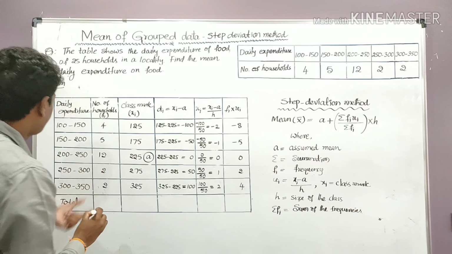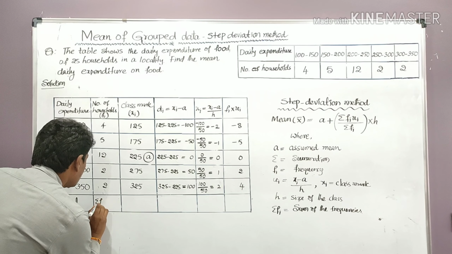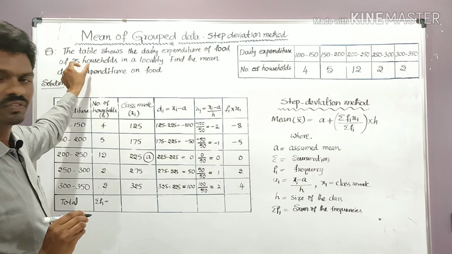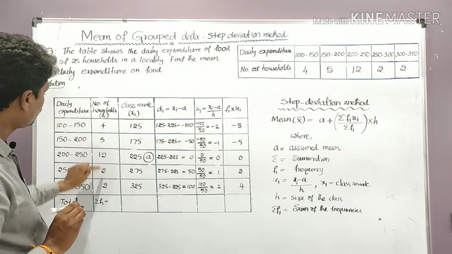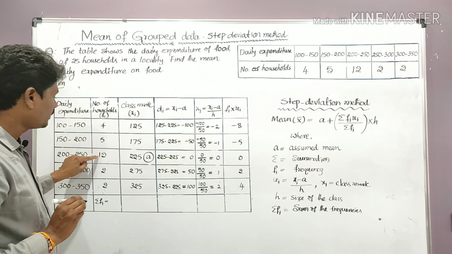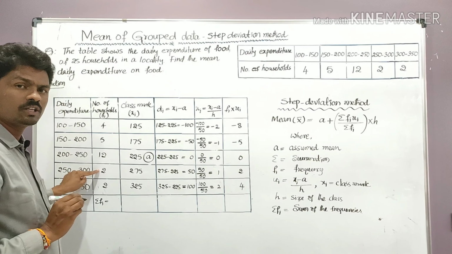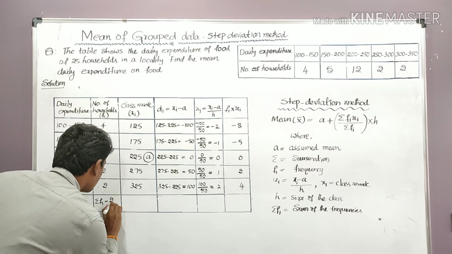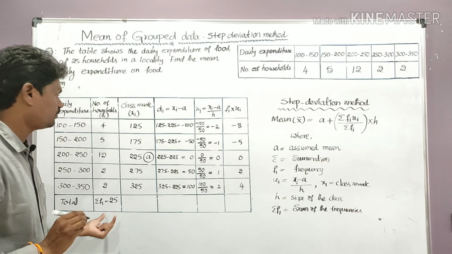So sigma Fi we require, student. Sigma Fi is equal to, already given, 25 households. If you add all these values, you can get 25. 4 plus 5 is 9. 9 plus 12 is 21. 21 plus 2 is 23. 23 plus 2 is 25. So sigma Fi is equal to 25.